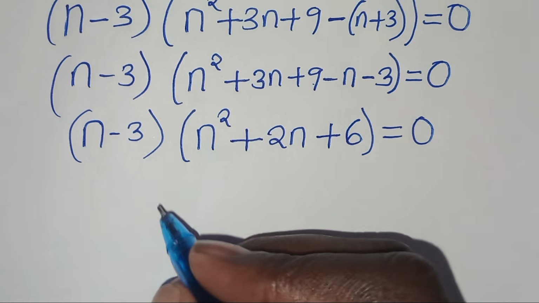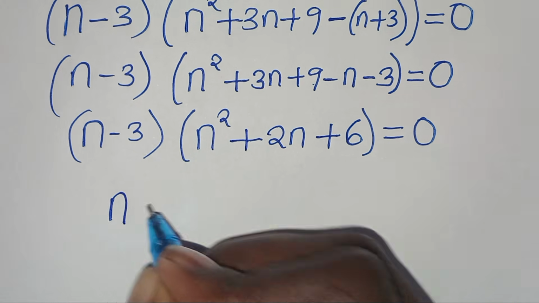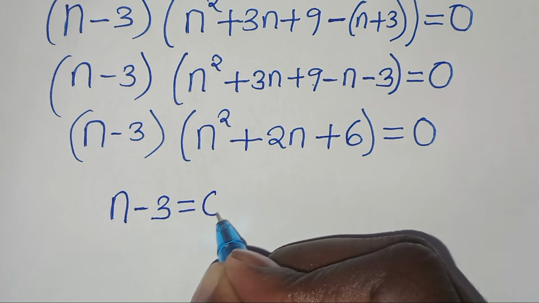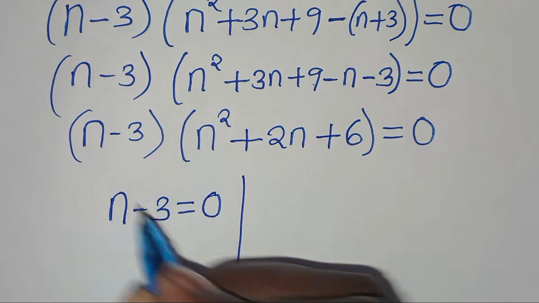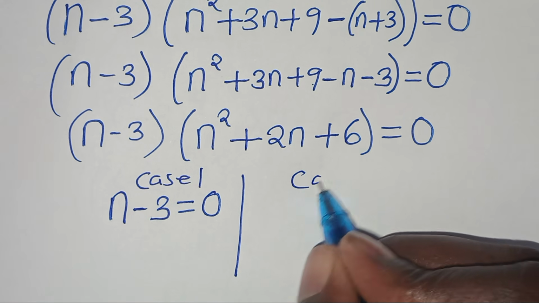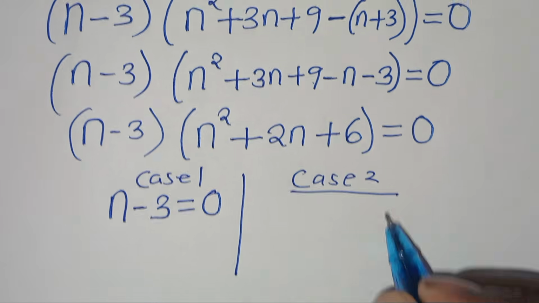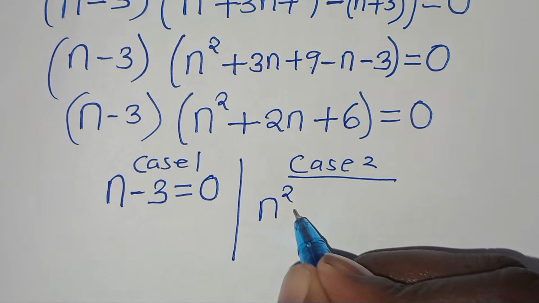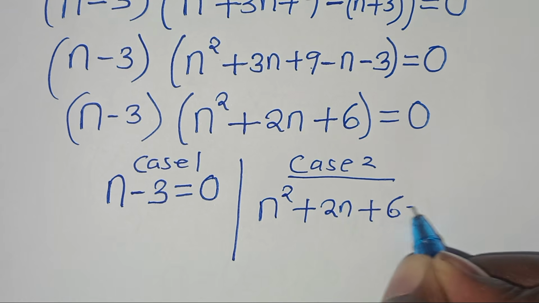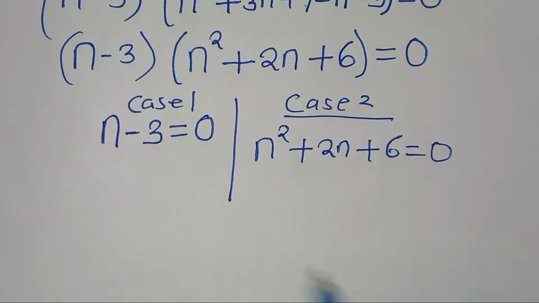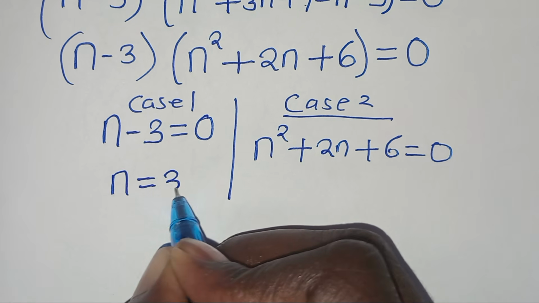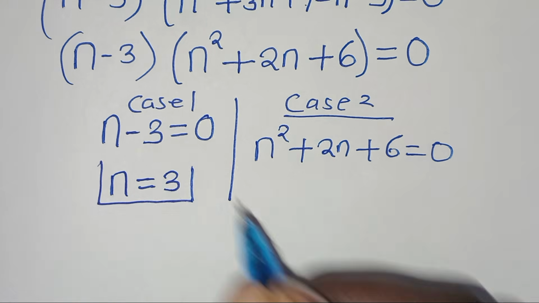So this implies that we have n minus 3. We have got two parts here. n minus 3 is equal to 0; we can call this case 1. And in case 2, we have n to the power of 2 plus 2n plus 6 equal to 0. From case 1, the value of n is equal to 3. This is a real solution.